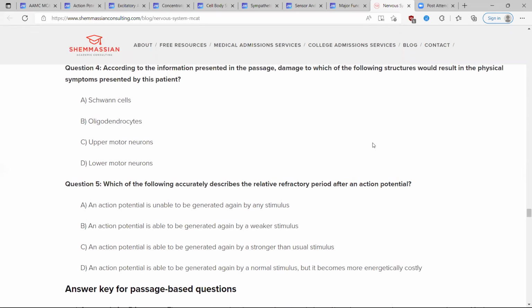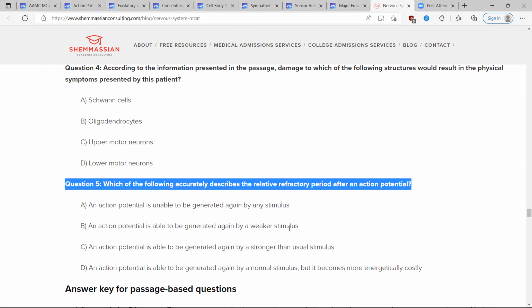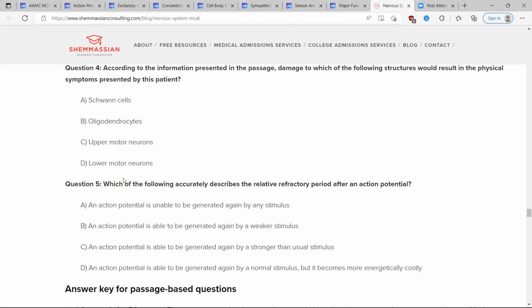So where were we? Question 5. Which of the following accurately describes a relative refractory period after an action potential? Okay. Oh, and also notice, this is a very typical question that has absolutely nothing to do with the passage, is just a slightly relevant, hey, do you know this thing, right? Which of the following accurately describes a relative refractory period after an action potential?